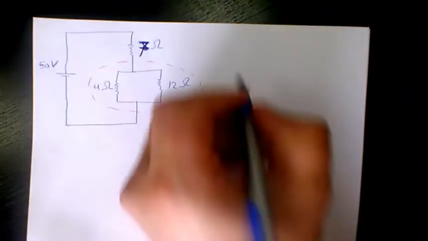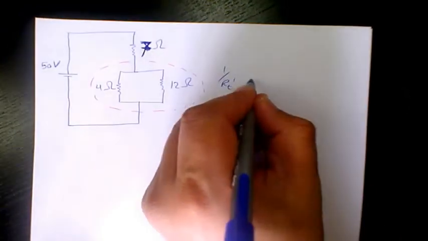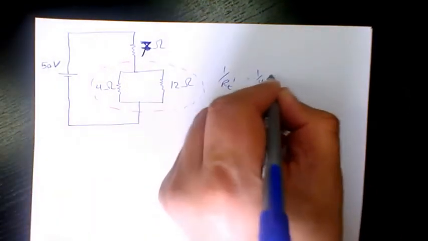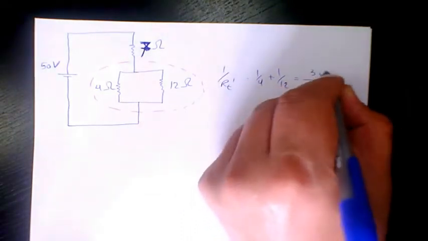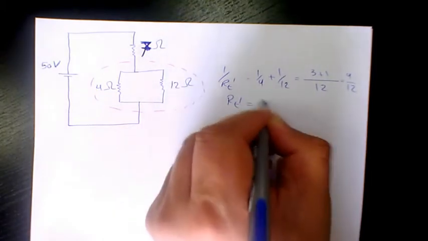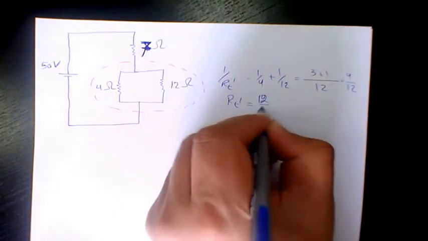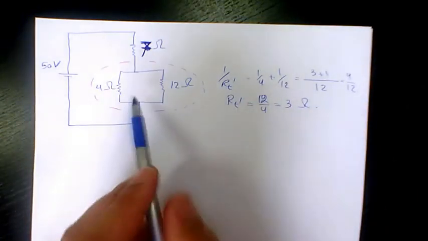which will be 1 over R_T prime equals 1 over 4 plus 1 over 12. That's going to be 3 plus 1, 4 over 12. So R_T prime is going to be 12 divided by 4, which is going to be 3 ohm. So this part is going to be 3 ohm.